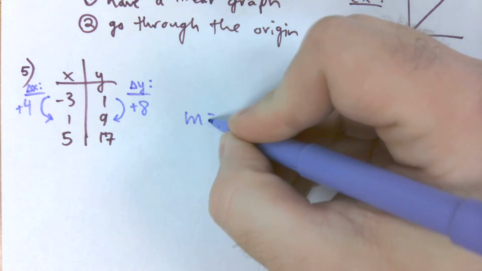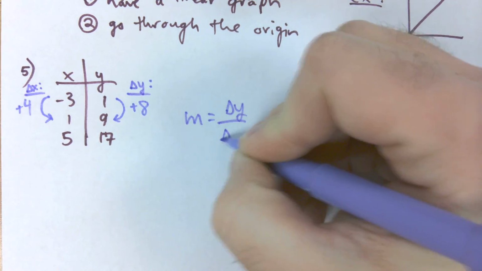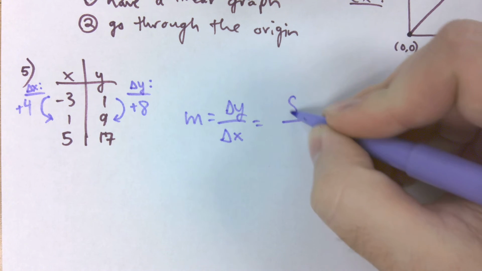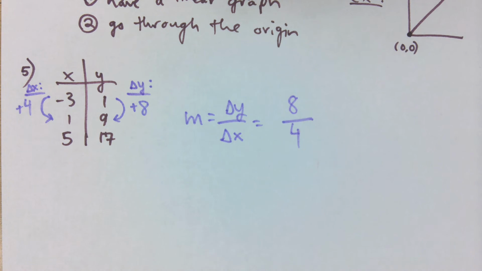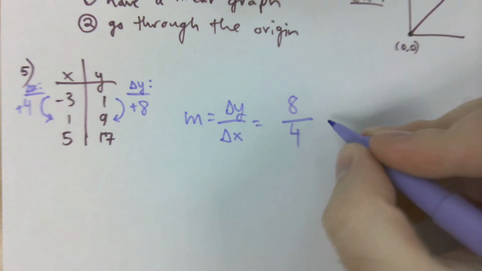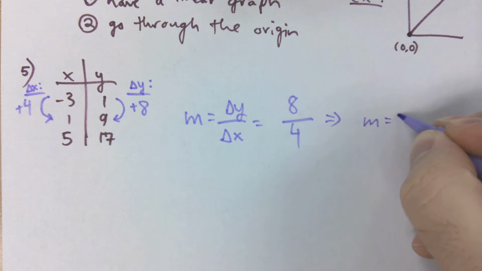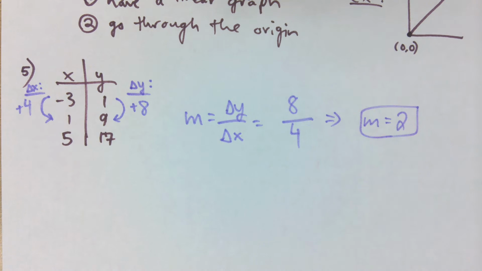This is our change in x. Slope is equal to the change in y divided by the change in x, which is in our notes. And that's equal to 8 over 4 once we plug those in. Once we simplify it, we see that our slope is 2.